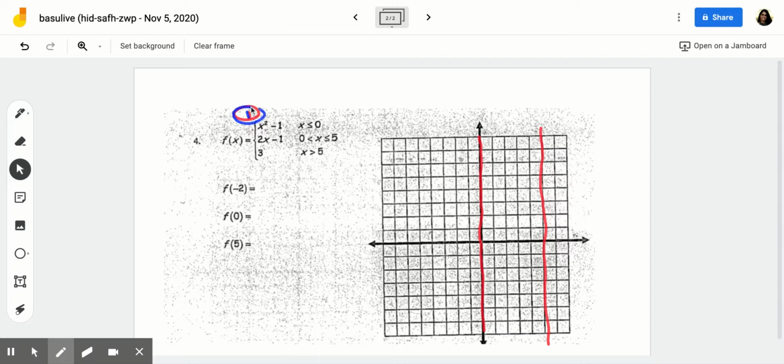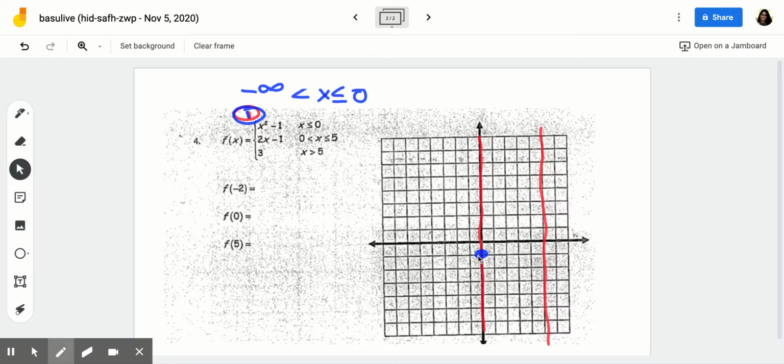So the first piece is a parabola. Again, h is 0, k is -1. So h is 0, k is down here at -1. It is a closed circle because it's underlined. Now again, I'm going to read this carefully. X is less than or equal to 0. These are the numbers less than or equal to 0 all the way to -infinity.